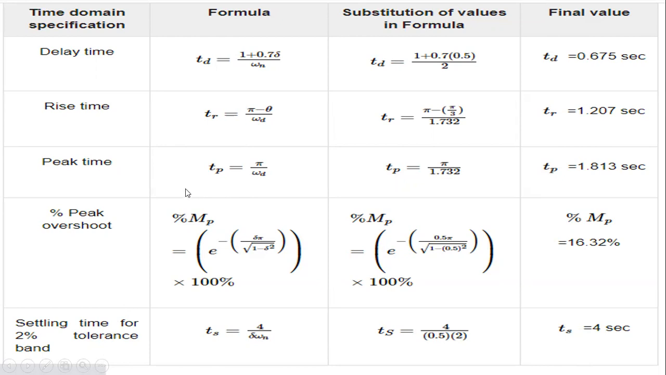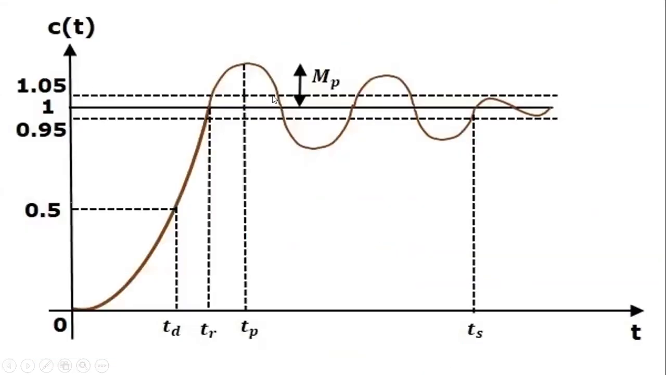If you understand this in the equation that we have just seen, this is TD, whatever time we got here, and then TR is from this to this, TP is from this to this, and TS is from this to this. MP is the 16% overshoot that we are getting. You will see there is a 5% tolerance band here, but for this particular problem we can take 2%.